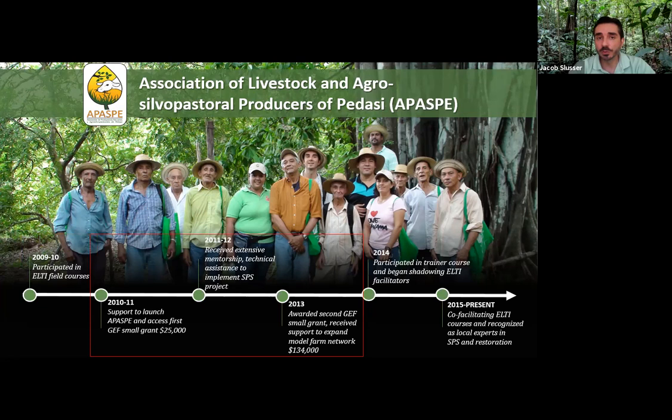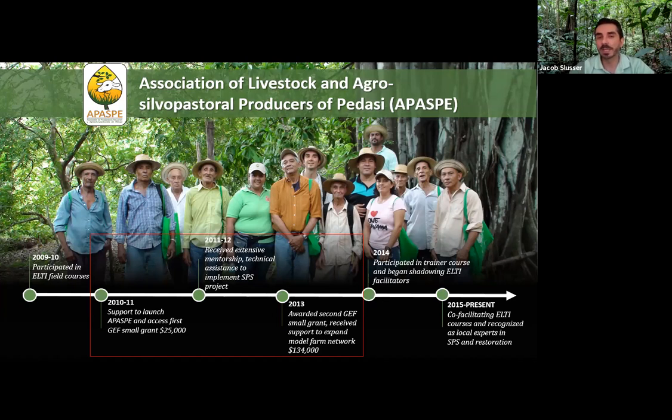And so between 2010 and 2013, as we can see here from the timeline, ELTI worked directly with APASPE to form their own legally recognized association. So they didn't have this formed when we first started working with them. So we helped them obtain that status, go through that whole process, but then also to obtain multiple grants from the GEF Small Grants Program, which is one of the few international donors that provided funding for these types of projects at that time. And then to start implementing these silvopastoral model farms.